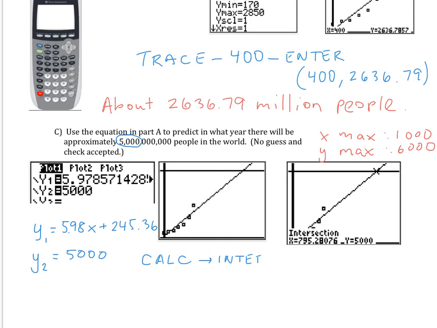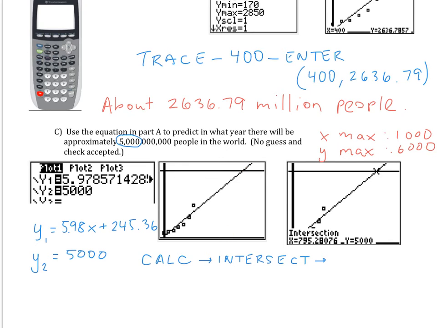So we're writing our keystrokes down. So we calculate intersect. Okay, and when you do that, your calculator is going to ask you if you're on your first curve. So you'll see that in the bottom left-hand corner. First curve, all you're going to do is hit enter. Okay. And then your cursor will jump to the second curve. So it's going to ask you, are you on your second curve? And you hit enter again. And then it will ask you for a guess. Well, if you want, you can move your cursor closer to the intersection and then hit enter.